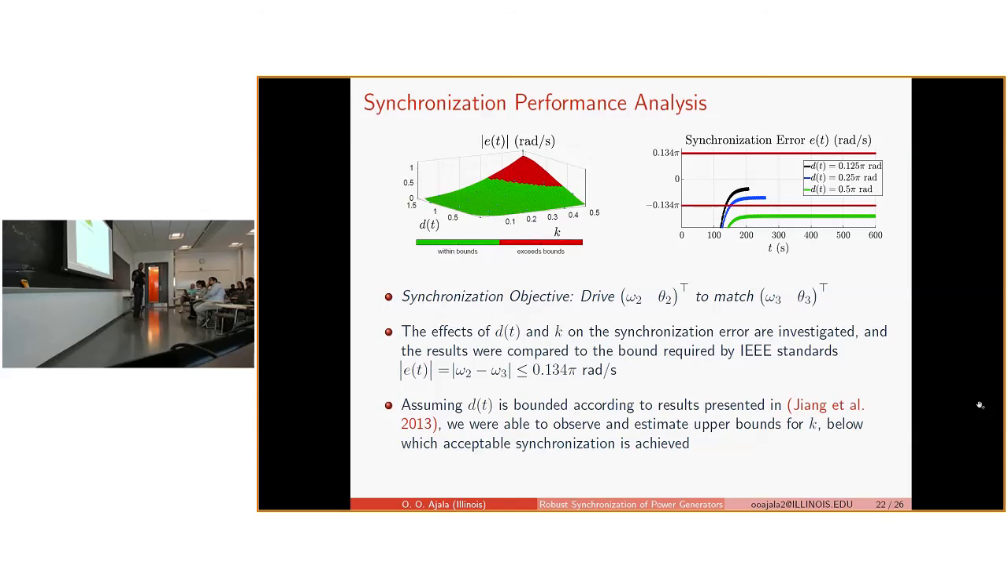So for that system, we tested this and we compared it to the IEEE standards for synchronization error. And what we discovered is that for these two values, the system can synchronize because the synchronization error converges to a value that is within the expected bounds. And so at this point, we're able to close the switch and connect the generators. Likewise here. But in this case, for this large value of disturbance, it never fell within the bounds, and so we couldn't connect both systems.